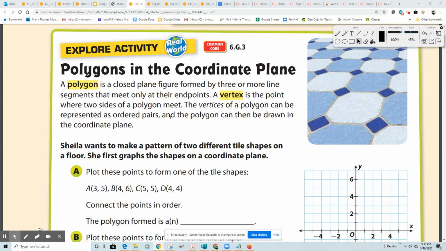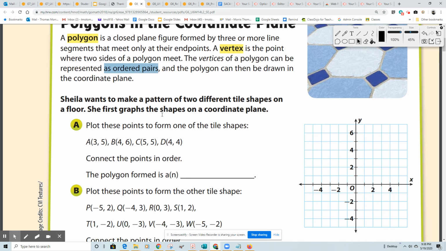All right, so quick vocabulary. A polygon is a closed plane figure formed by three or more line segments that meet at their endpoints. A vertex is a point where two sides of the polygon meet. All right, so the vertices of a polygon can be represented as ordered pairs. So that's what you're going to see here.